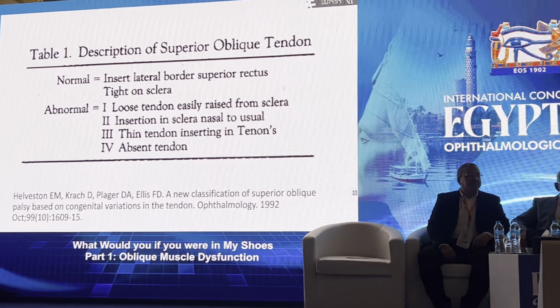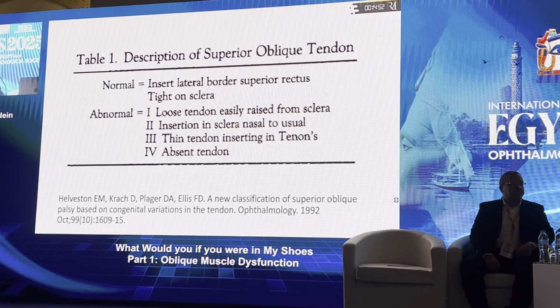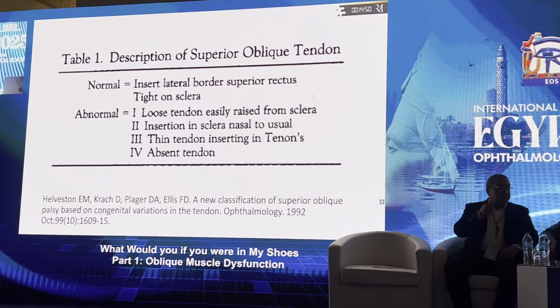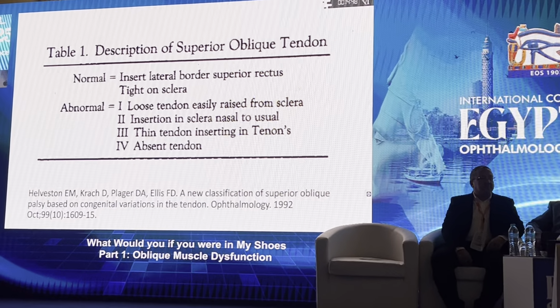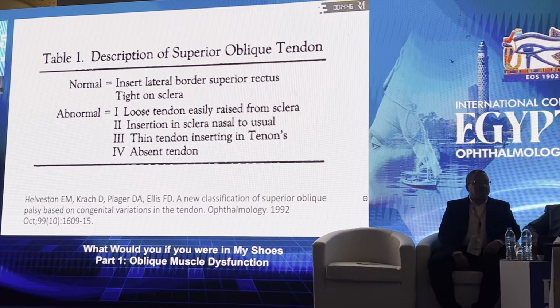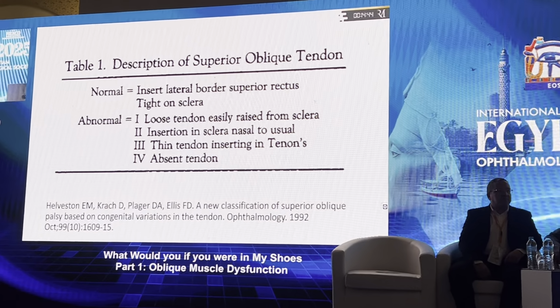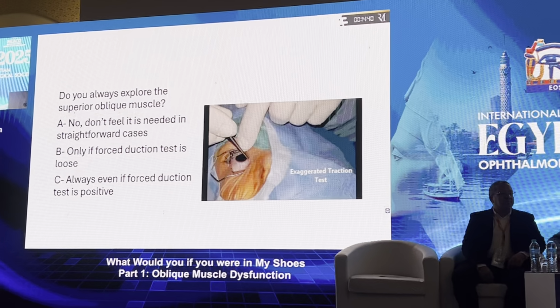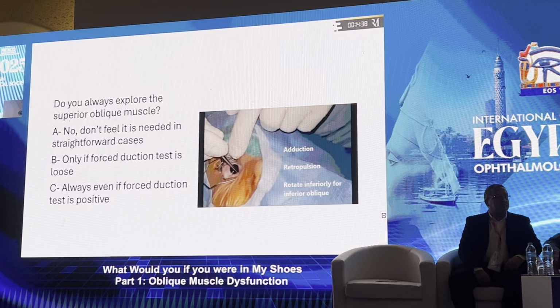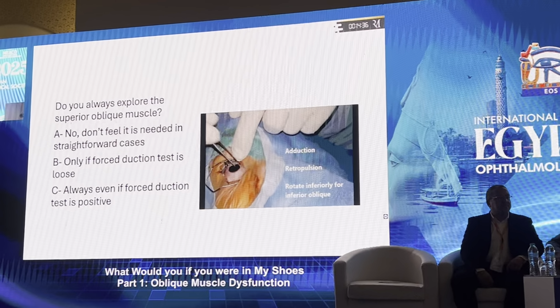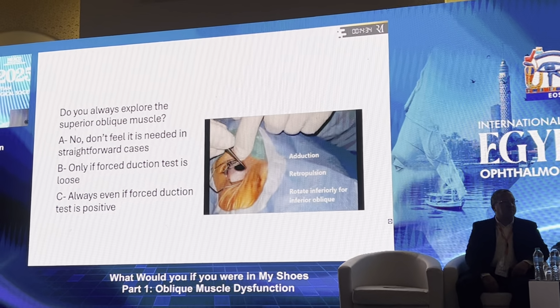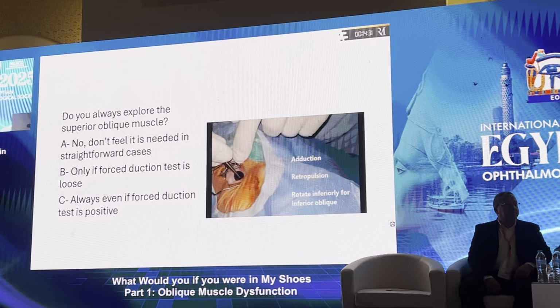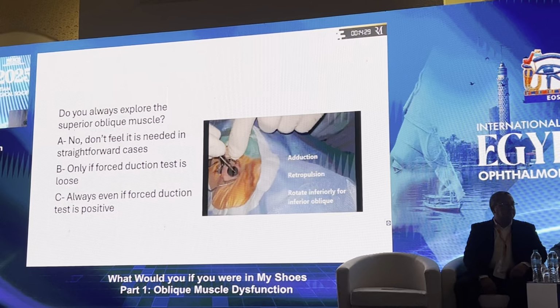Sometimes it's reported that patients with inferior oblique overaction might have problems in the superior oblique. You might find that even the tendon sometimes might be absent. So the question for my panel: do you always explore the superior oblique muscle in patients with superior oblique palsy, or if the patient has a straightforward inferior oblique overaction, do you ignore exploring the superior oblique? Dr. Ramesh, let's start from Dr. Ramesh. Do you always explore the superior oblique?